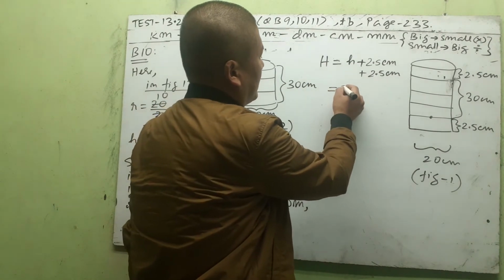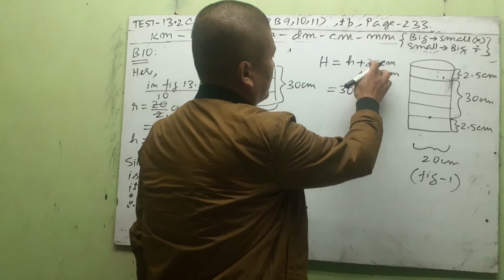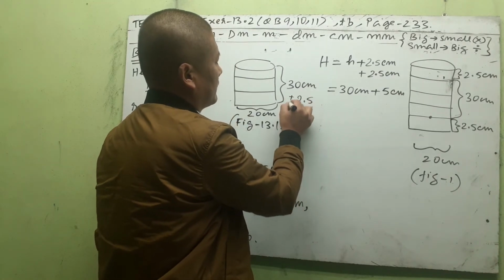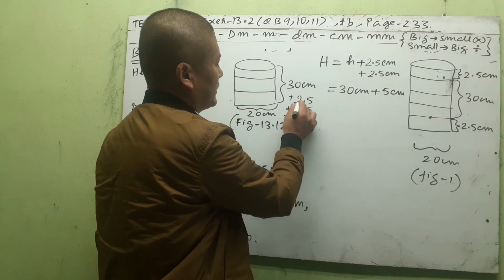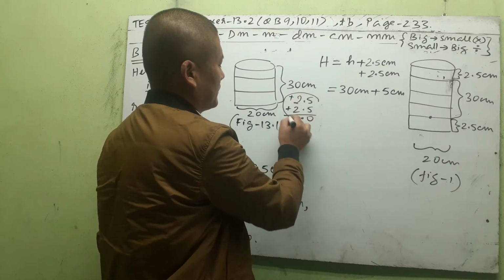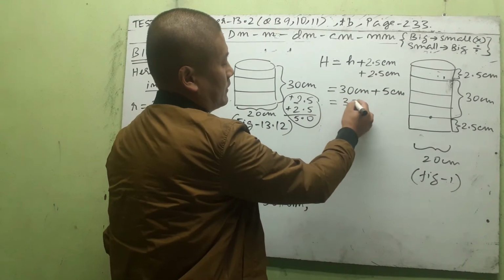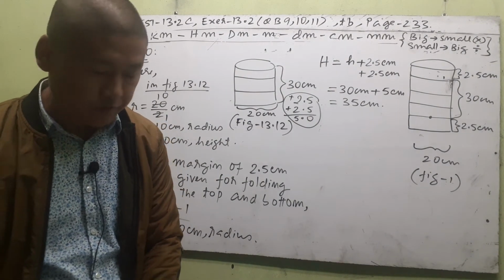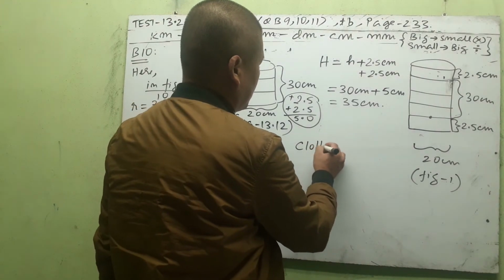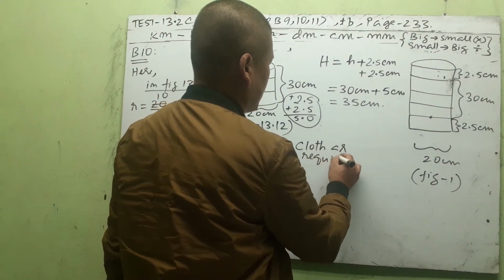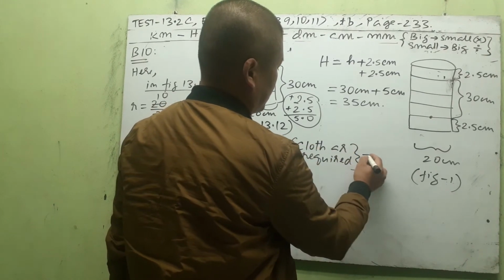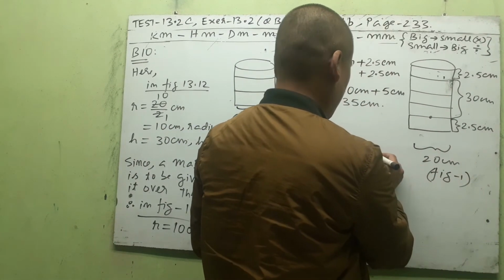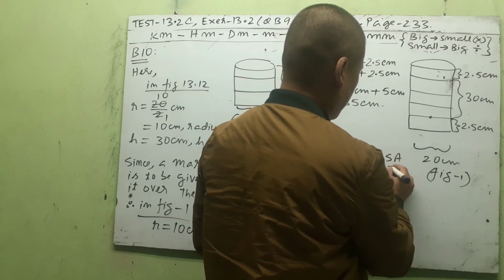Okay, so H is 30 centimeter plus 2.5 plus 2.5 is 5 centimeter, as you can see. Then 5 plus 5, 10, 1 remainder, 2 plus 2, 4 plus 1, 5. So 5 coming here, so that is 35 centimeter. So they're saying how much cloth is required. So you write here, therefore, cloth area required. The question is asking us this one. Cloth area required will be the curved surface area of figure 1.